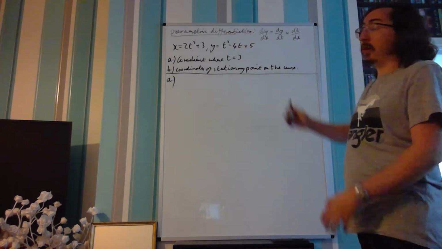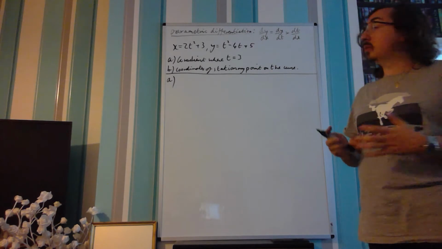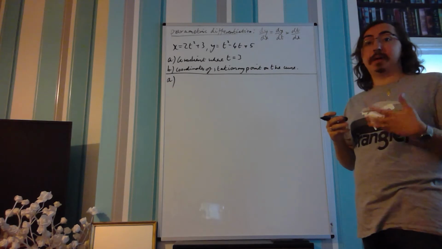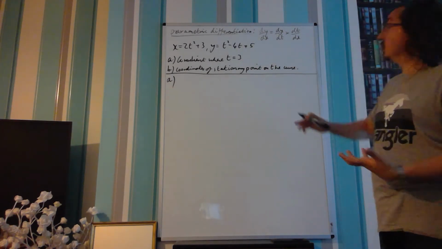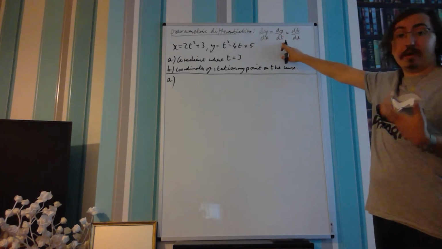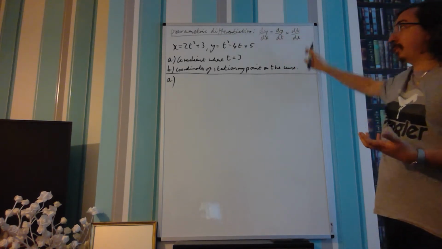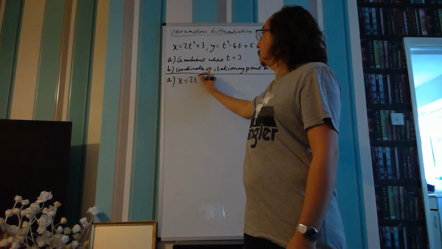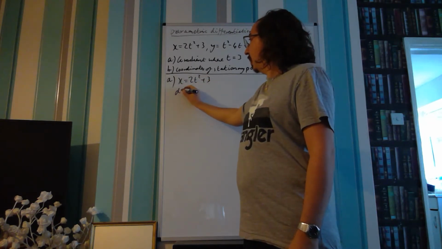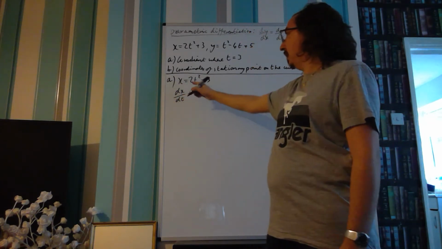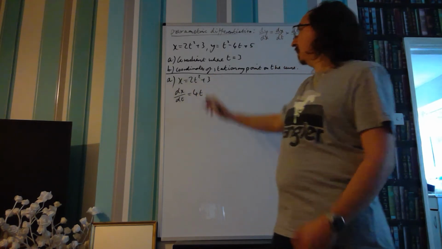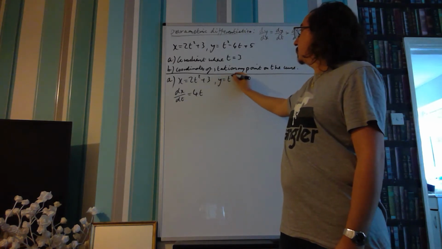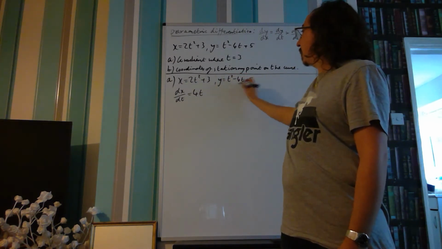However, we're given the curve in terms of parametric equations, so to get to dy by dx, we're going to need to differentiate both of these, in this case with respect to t, in order to use the chain rule, such that dy by dx is equal to dy by dt times dt by dx. So let's take our first expression then, x equals 2t squared plus 3, and let's differentiate this with respect to t. 2t squared becomes 4t, the 3 differentiates to 0, and y equals t squared minus 4t plus 5.